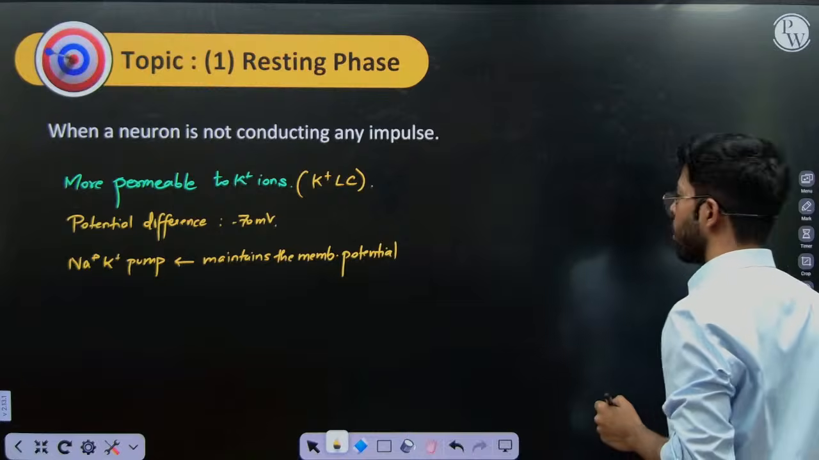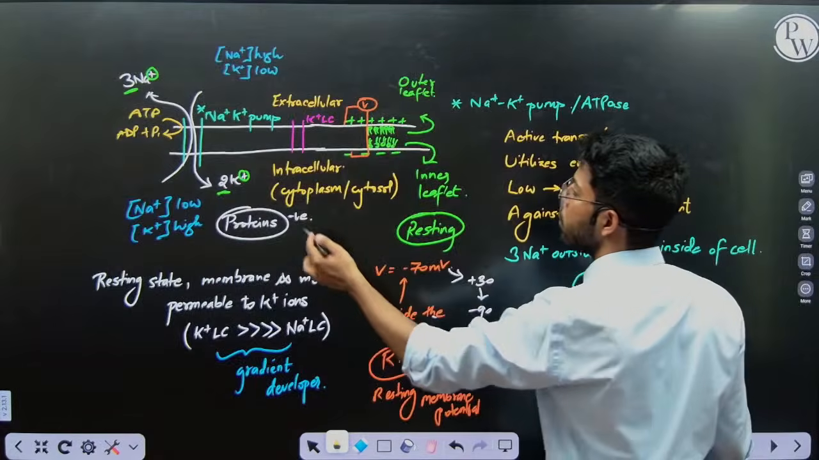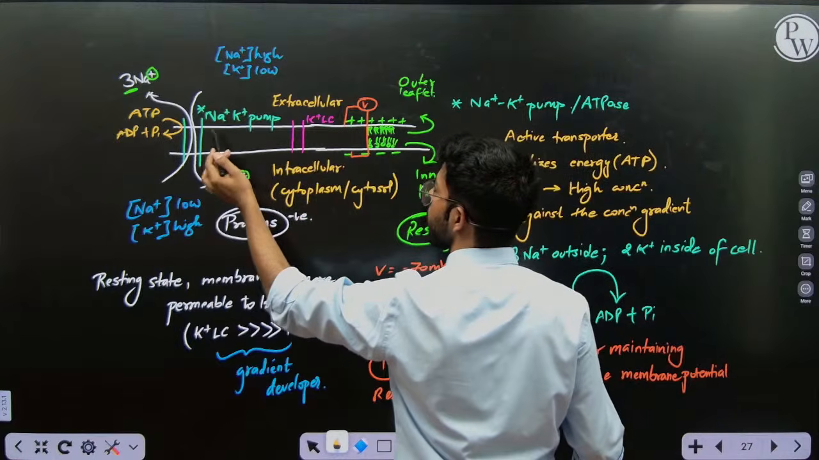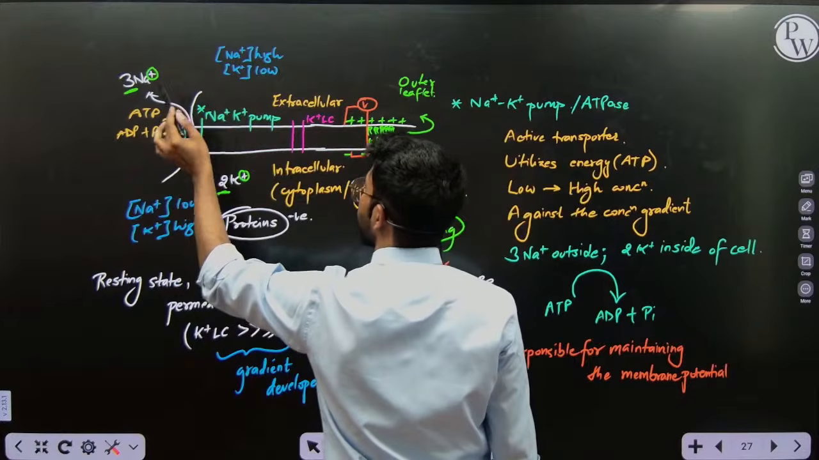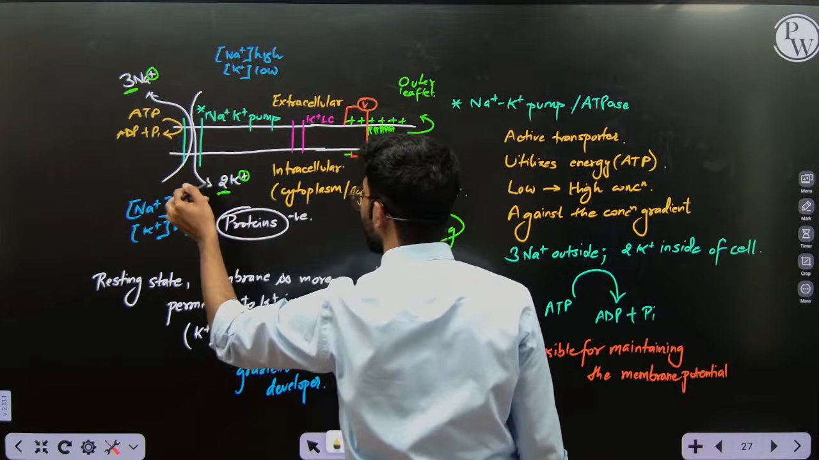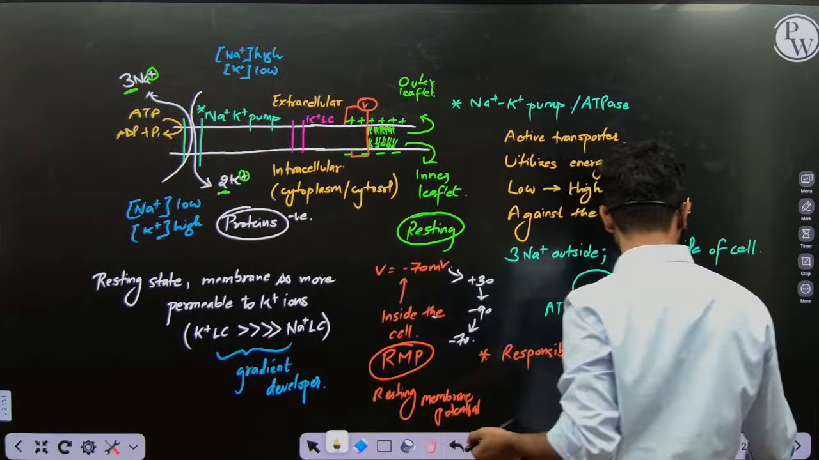the membrane potential. As you can see in this slide, this is the sodium potassium ATPase pump. It always moves three sodium ions outside the cell and two potassium ions inside the cell.